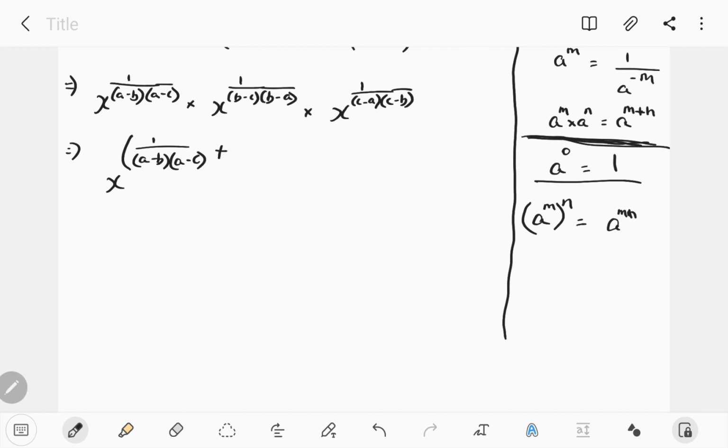plus 1 by b minus c into b minus a, plus 1 by c minus a into c minus b. Okay, this is the expression that we have right now.